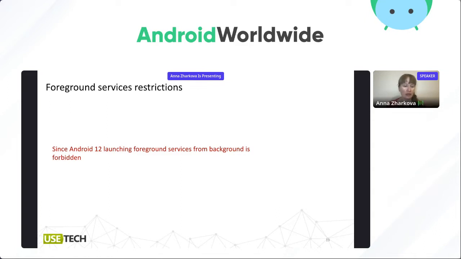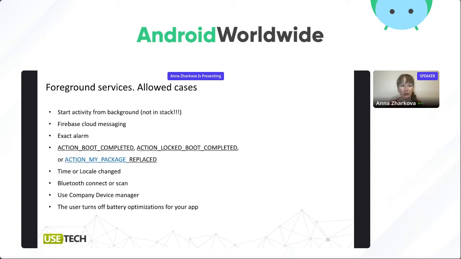Yes, there are several cases when it is allowed to use foreground services launched from the background. For example, when we start an activity that wasn't in the stack. In my case, I have a single activity, and the notification from the foreground service launched this activity. It was already in the stack, but if I would like to start a new activity, it will be okay. Of course, it will be okay with Firebase Cloud Messaging. I think that it is one of the main mechanisms that save the lives of many developers all over the world.